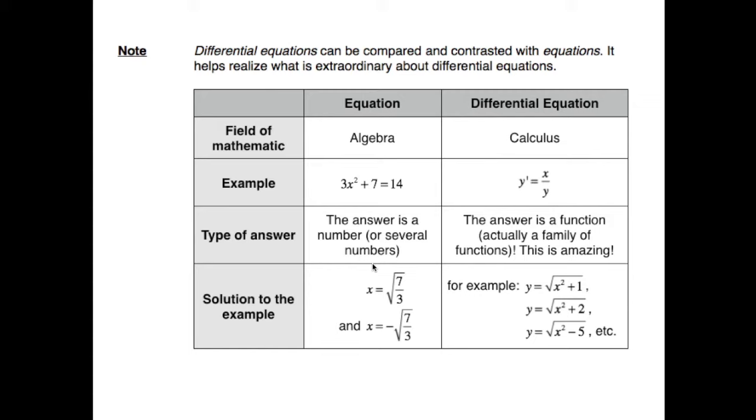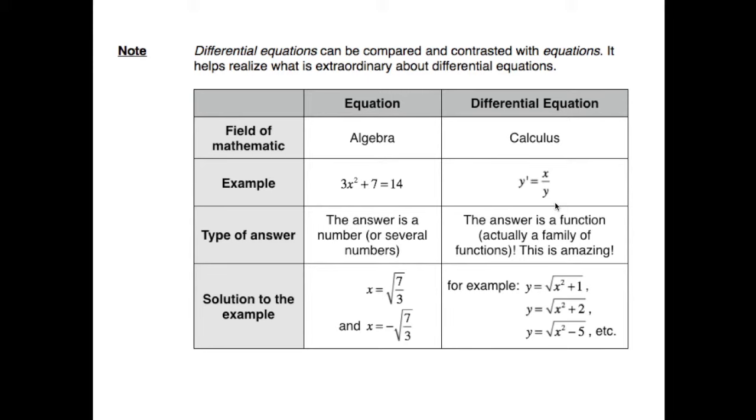There might be many solutions. In this case here, 3x squared plus 7 equals 14. We know how to solve that. Subtract 7, divide by 3, and take the square root. So the solutions are x equals root of 7 over 3 and x equals negative root 7 over 3. Differential equations are different in the sense that the answer is not just going to be a number, the answer is going to be a function. And that's really amazing. We have an equation and we look for the function that fits this equation.